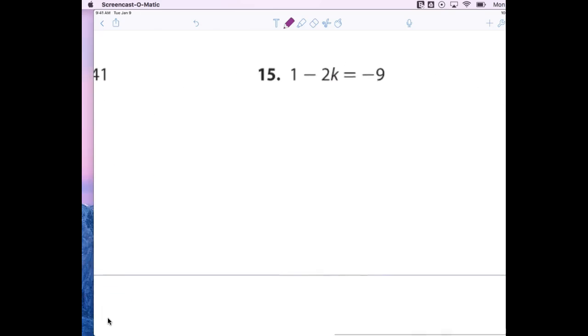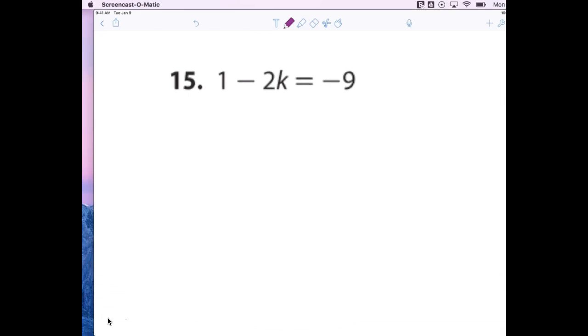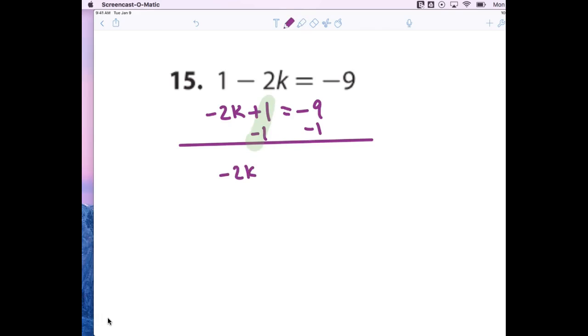15. Now, what do I do on 15? I like that. Negative 2k plus 1. Does everybody see this now, right? Minus 1. Exactly. Beautiful. I want to divide by negative 2. So k is equal to 5.